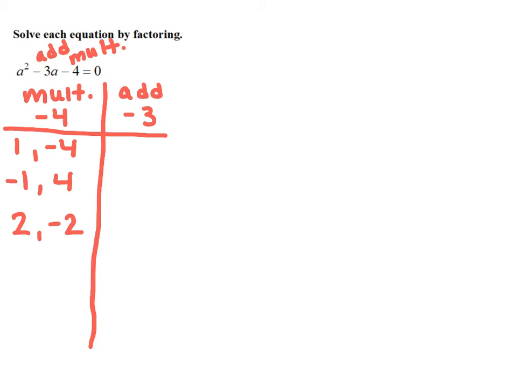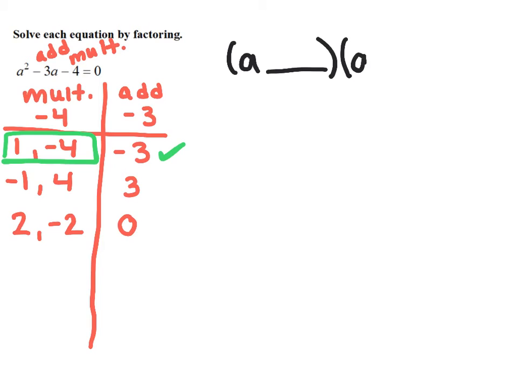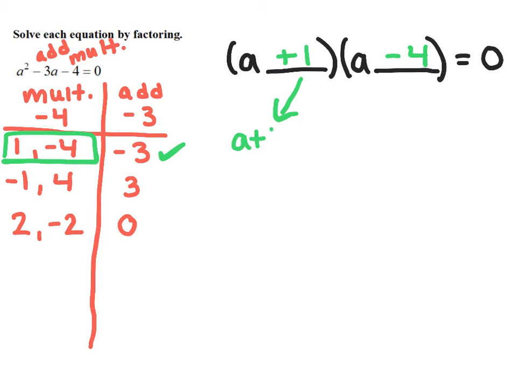Now if I were to add straight across, 1 minus 4 would give me negative 3. Negative 1 plus 4 is 3. And 2 minus 2 would give me 0. So since this is the one that gives you negative 3, these are the numbers we're going to use. So I can set up so I know it's going to be a with some number, a with some number, that equals 0. From my table over here, I know it's going to be plus 1 and minus 4. So I can say a plus 1 equals 0 and a minus 4 equals 0.